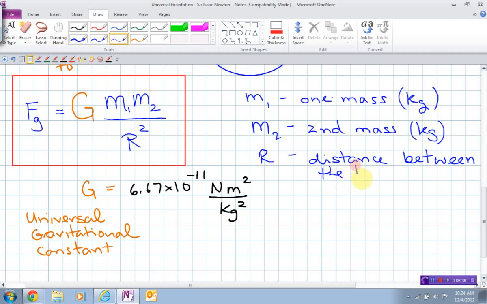The 2 objects. And it will be measured in meters. It's in there like that.